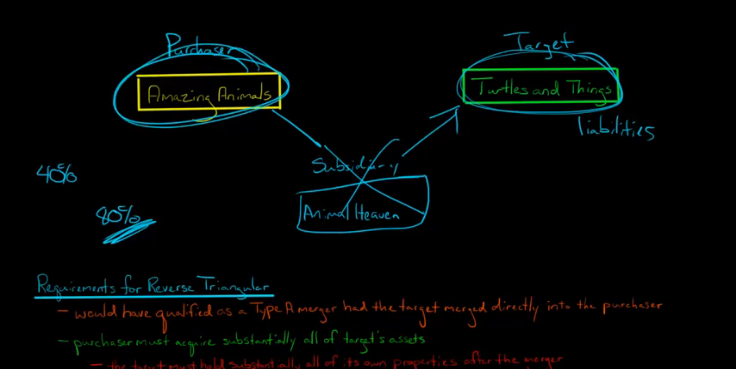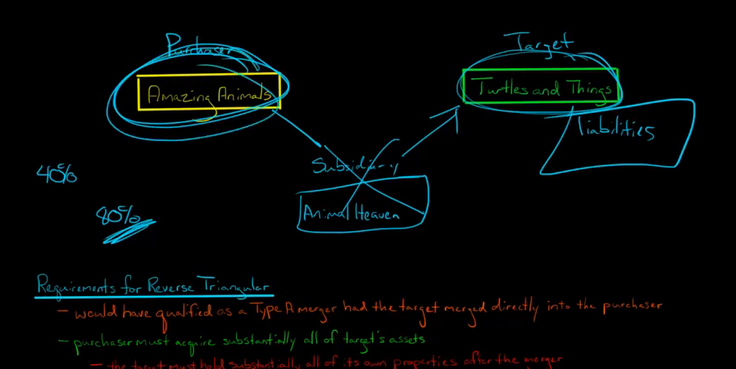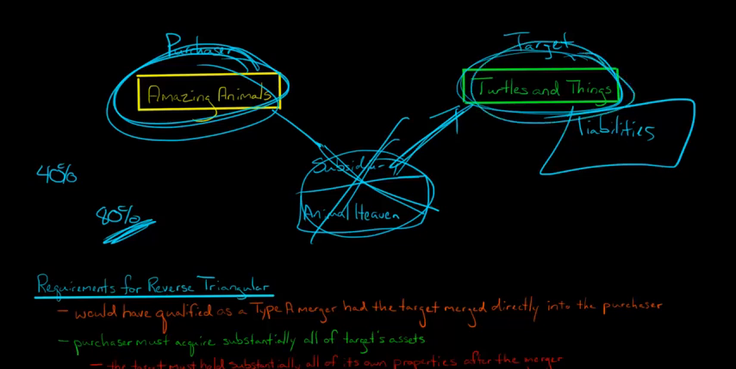So these triangular mergers, whether forward triangular or reverse triangular, become really popular because any unknown liabilities or anything with the target are not going to become part of the purchaser, right? In this case, since the subsidiary is merging directly into the target and the subsidiary ceases to exist, Turtles and Things is just going to retain those liabilities, and they're not going to be transferred to Amazing Animals.